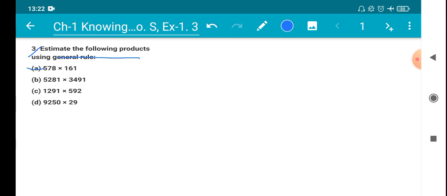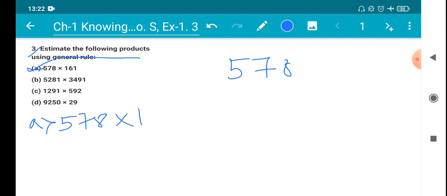Similarly, what we are going to do here is multiply and estimate the following product. Product means we have to multiply, sum means plus, difference means minus, share means divide, and product means multiplication. Okay, so the first question is 578 into 161. They have not told us to convert or round up to the nearest 100.